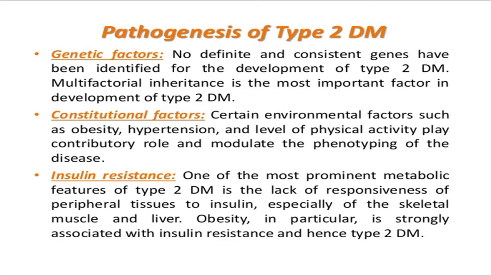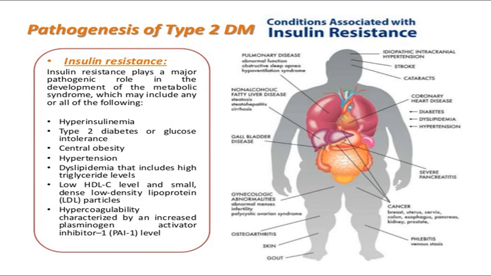Some constitutional and environmental factors, such as obesity, hypertension, level of physical activity or a sedentary lifestyle, play a contributory role in modulating the phenotype of the disease. Insulin resistance, one of the most prominent metabolic features of type 2 diabetes, is the lack of responsiveness of the peripheral tissue to insulin, particularly in the skeletal muscle and liver. Obesity in particular is strongly associated with insulin resistance and type 2 diabetes mellitus. Insulin resistance plays a major role in the pathogenic development of the metabolic syndrome.